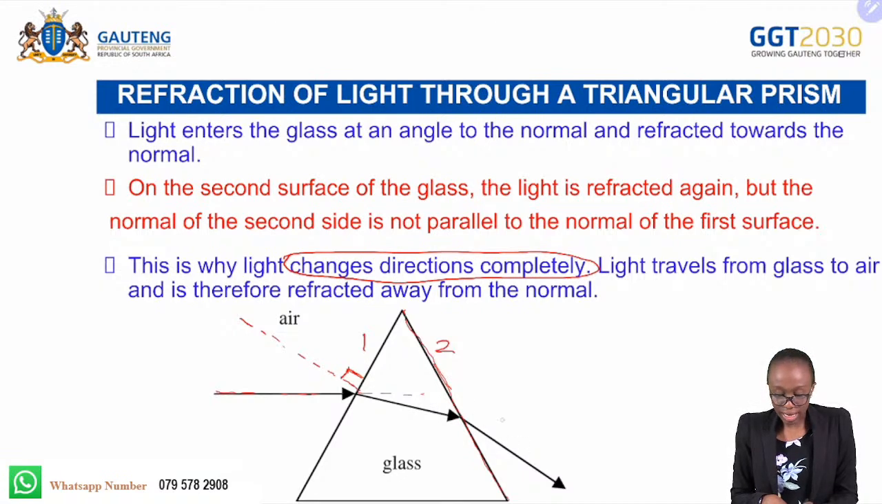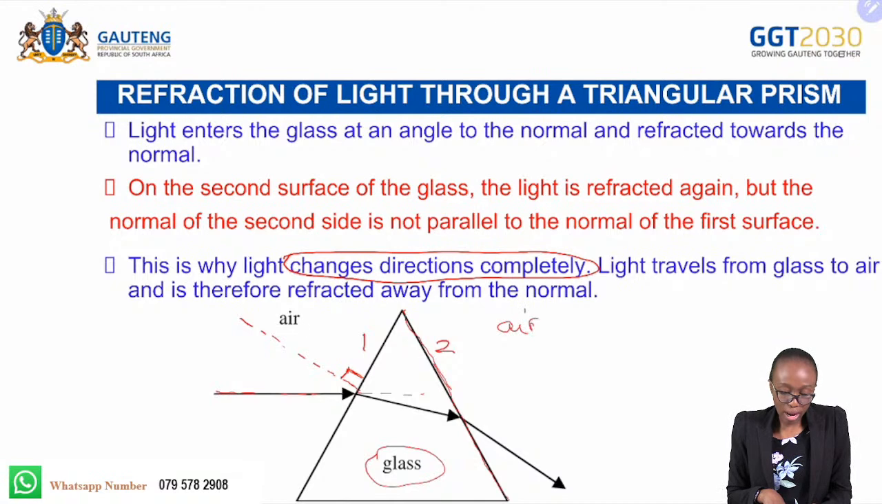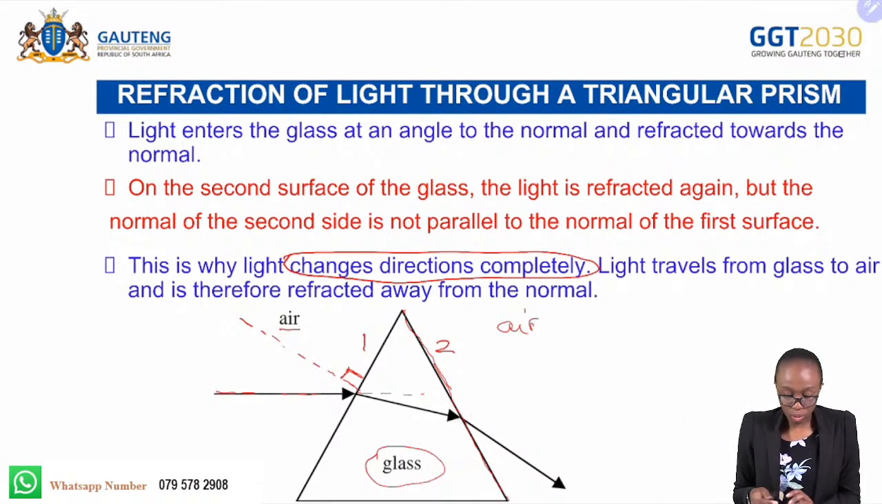It bends again because it's moving from another medium. It's moving from this medium, glass, back to air. So it moved from air to glass and it was refracted. Now it's moving from glass to air. So now that it's moving from glass to air, it's refracted again, away from the normal. Okay, so now I hope you understand.